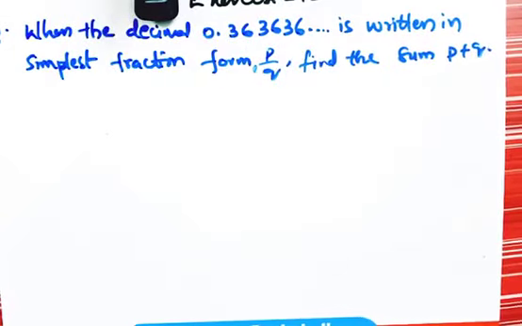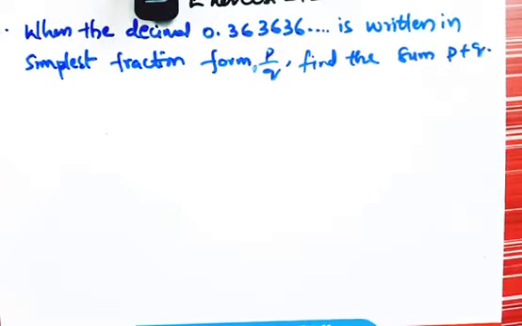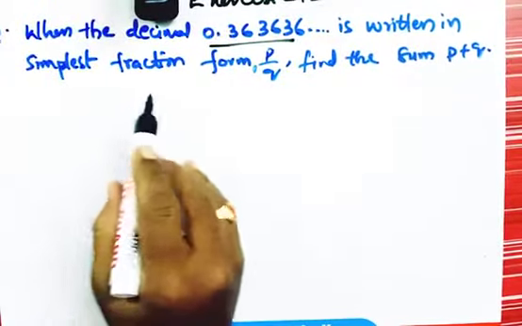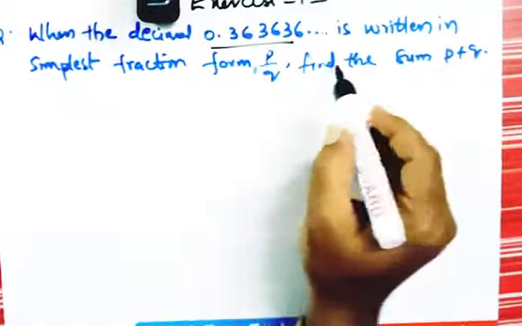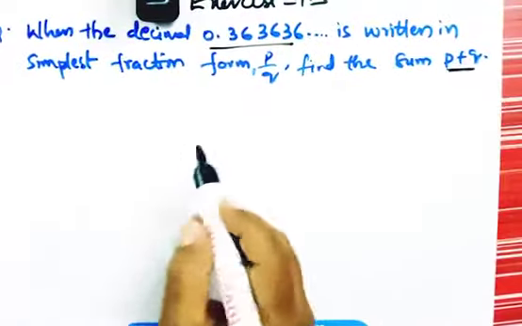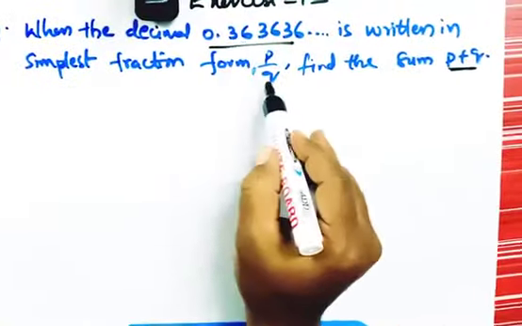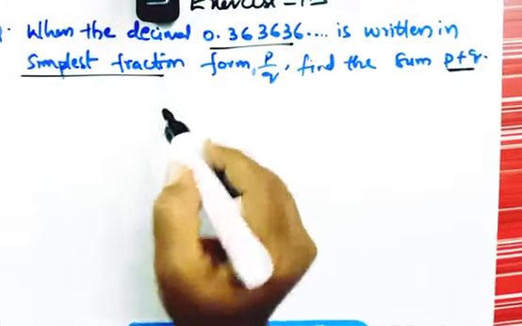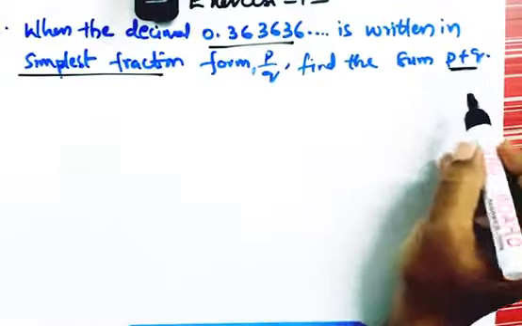Here is one more different question they have given. When the decimal 0.363636..., a non-terminating repeating decimal, is written in the simplest form of p by q, find the sum of p plus q. So first of all, we represent this number in the form of p by q, and that p by q is in the simplest fraction. After that, you should find the value of p plus q.